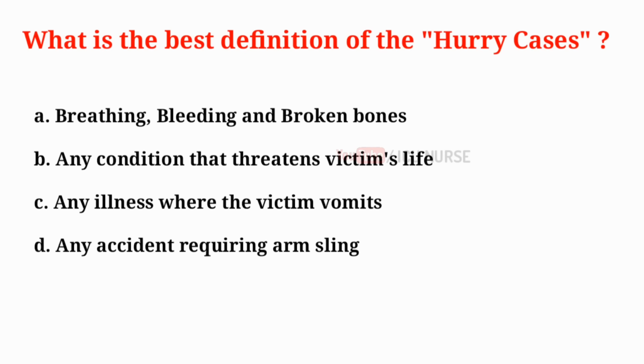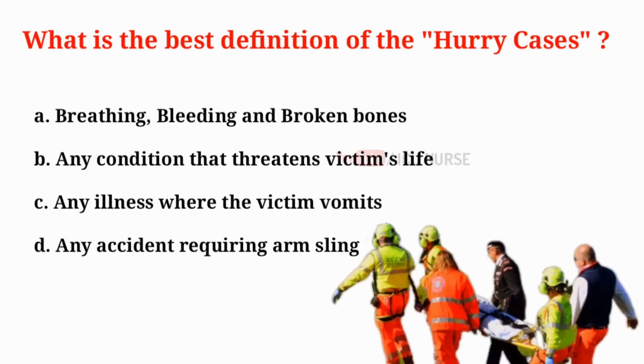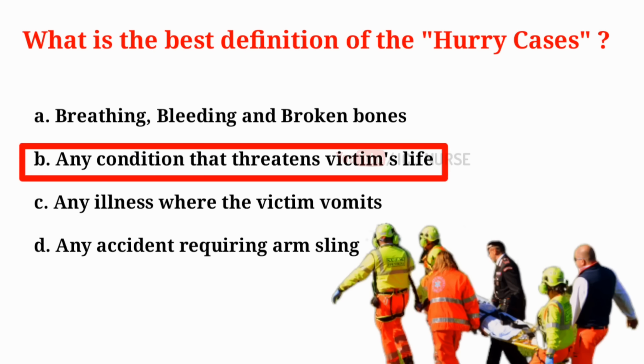What is the best definition of the hurry cases? A. Breathing, bleeding and broken bones. B. Any condition that threatens victim's life. C. Any illness where the victim vomits. D. Any accident requiring arm sling. And the correct answer is B. Any condition that threatens victim's life.